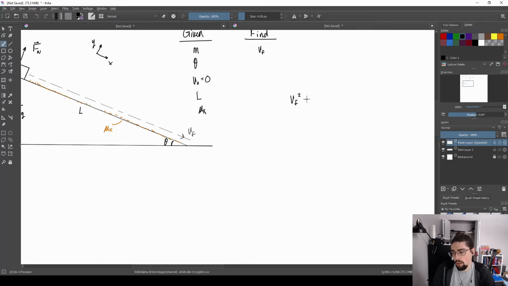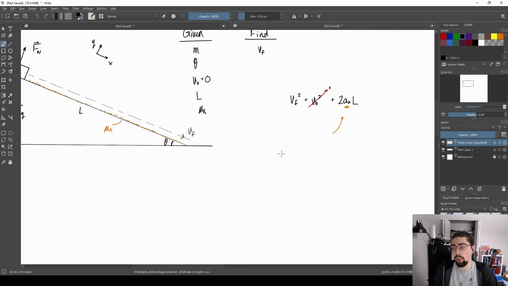V final squared is equal to V initial squared. Cross the thing out because it's 0, but I want to make sure it's there just so I'm complete. Plus 2 times the acceleration in the x direction times L. Same deal as last time. I don't know what that acceleration is. So we need to go to our x forces to figure out if we can find it from there.